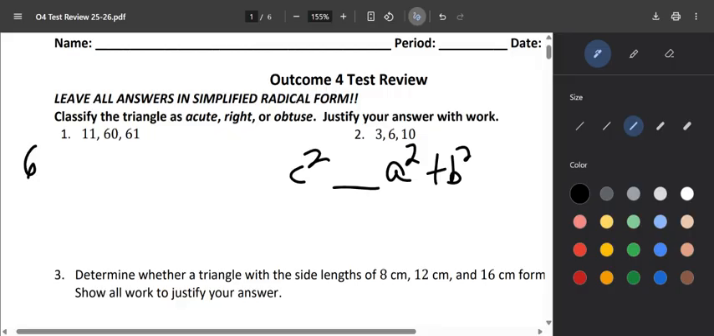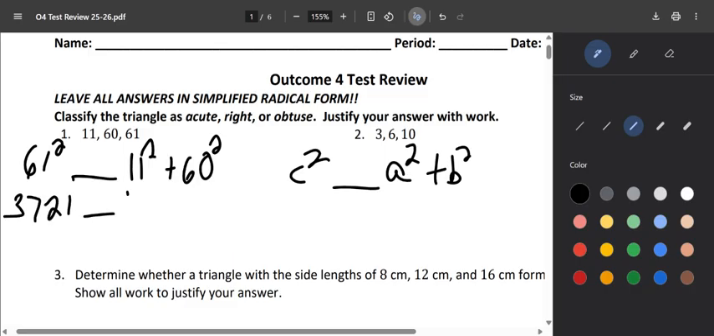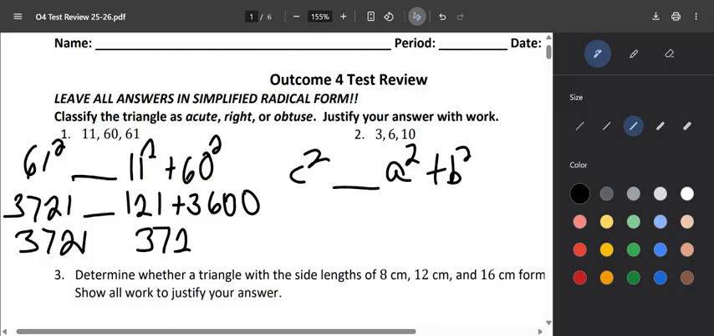So we'll have 61 squared, we don't know, 11 squared plus 60 squared. When I square it, 61 squared is 3,721. We don't know, 121 plus 3,600. We're going to add the things on the right side. We get 3,721 here. We have 3,721 here. Oh, they're both 3,721. So they are equal.